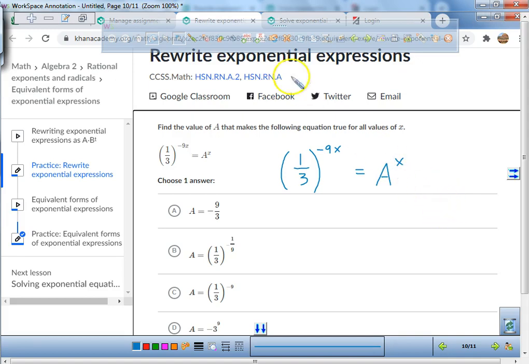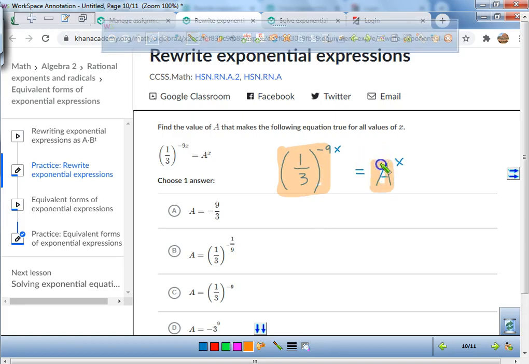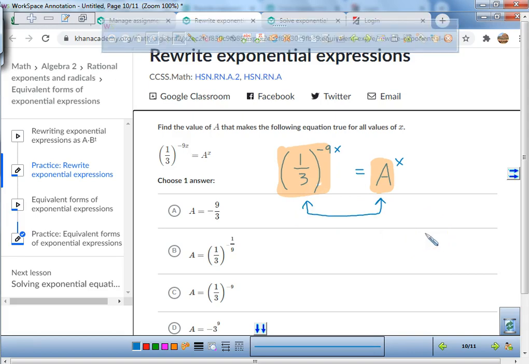All right? So I'm going to highlight something real quick. I'm going to highlight all of this right there. Okay, I'm going to highlight all of that. And I'm going to highlight this right here. Okay. And there's only one thing A could be in order for these expressions to be equivalent. A can only be one thing. So I'm going to pause real quick and talk to my class about that, and you can think about it on your own if you're watching this.